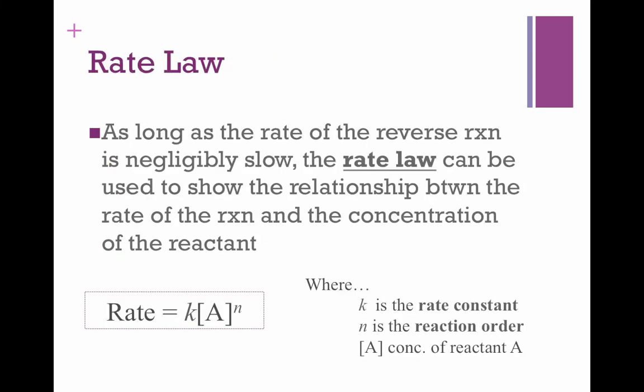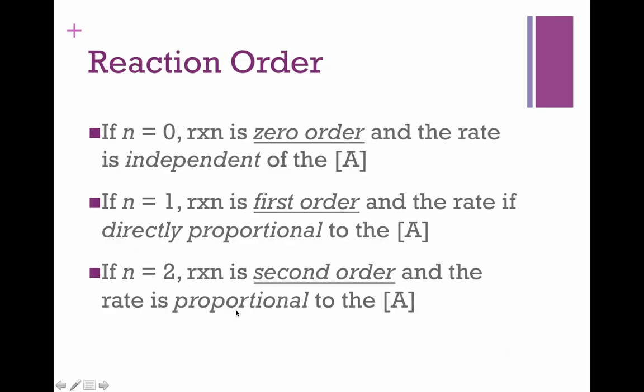So there are three main reaction orders: zero order, first order, and second order. If we go back real quick to the rate law, that's what goes here as the exponent. If it is zero order, n equals 0, and this is when the rate is independent of the concentration. The rate of the reaction is not dependent on how much reactant there is.